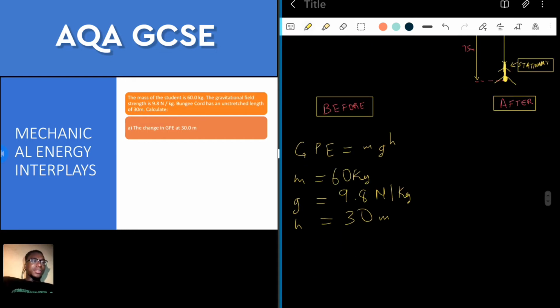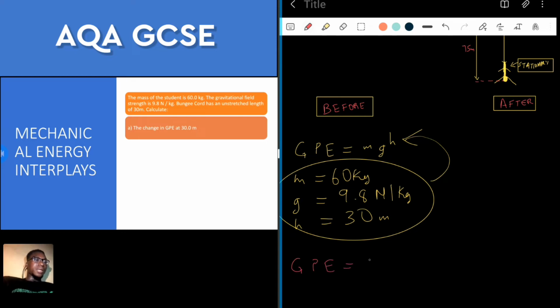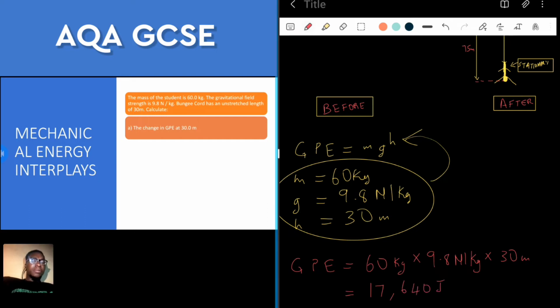Simple, right? Then you just slot all this into this formula, and that will be GPE equals the mass of 60 kilograms, the gravitational field strength, 9.8 newtons per kilogram, and then the height is 30 meters. Easy peasy. You would have 17,640 joules.